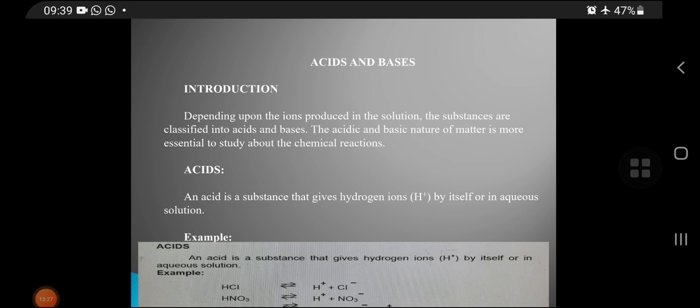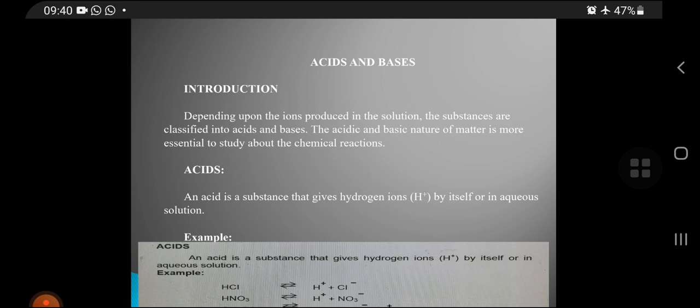Now I recall the general introduction of acid base and Arrhenius theory. Introduction. The acid base concept mainly depends upon the ions produced in the solution. What kind of ion? Positive ion or negative ion?